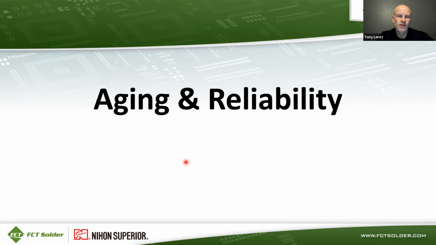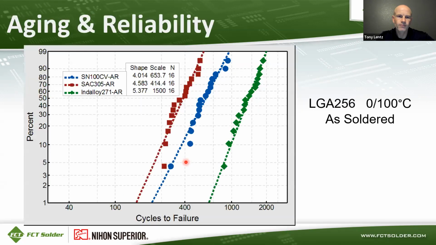Let's talk about aging and reliability. Here's an LGA 256 as soldered, and in order to get these Weibull plots, it was thermal cycled from 0 to 100C. You can see 3 different alloys here. The red squares are SAC 305, which had the shortest life, or the shortest cycles to failure. Then the blue circles are S100CV, and Indaloy 271 had the longest life with the as soldered solder joints.